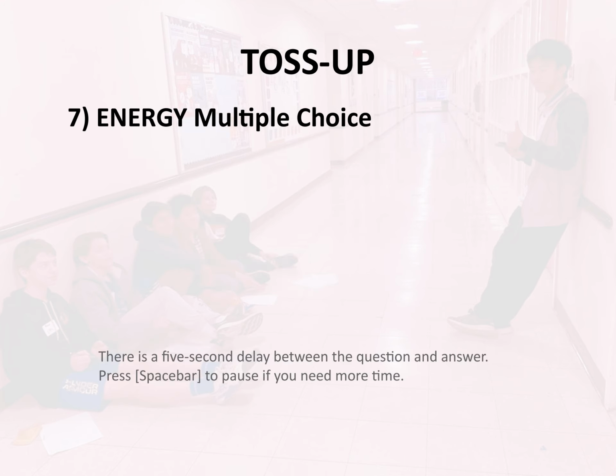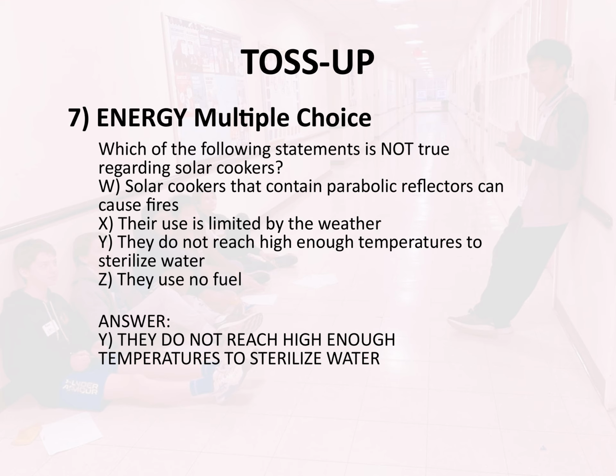Toss-up 7. Energy. Multiple choice. Which of the following statements is not true regarding solar cookers? W. Solar cookers that contain parabolic reflectors can cause fires. X. Their use is limited by the weather. Y. They do not reach high enough temperatures to sterilize water. Z. They use no fuel. Answer. Y. They do not reach high enough temperatures to sterilize water.